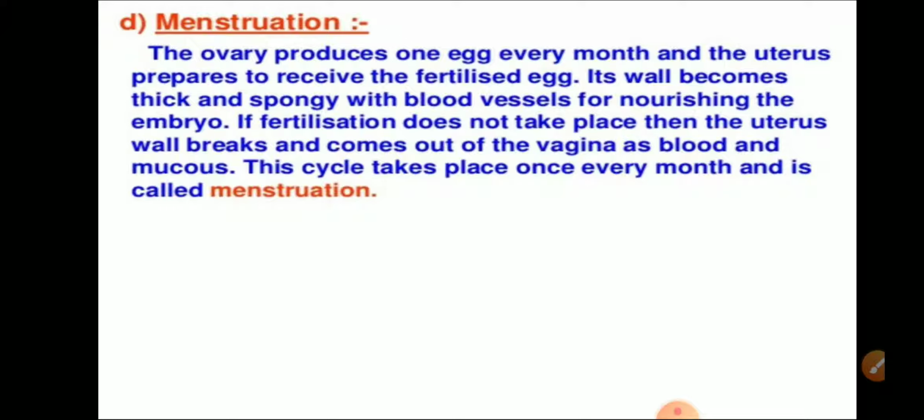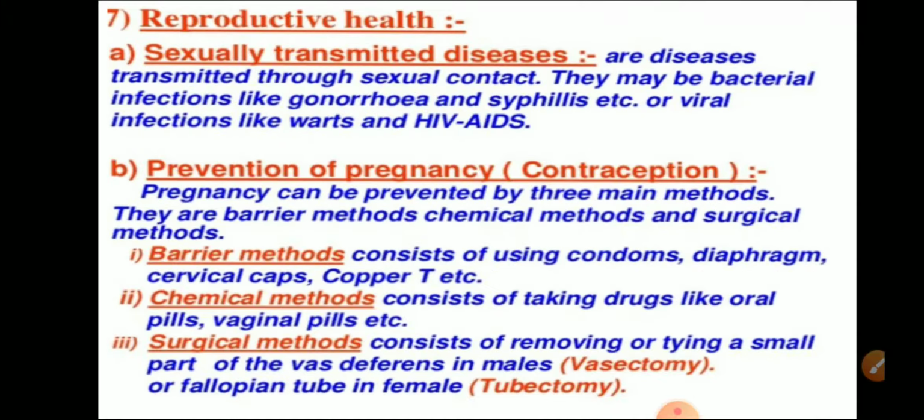It starts at the onset of puberty. It is an indication of onset of puberty in case of female. The starting of menstruation is menarche, the onset of menstruation, and the menopause is the stoppage of menstruation in case of a female.